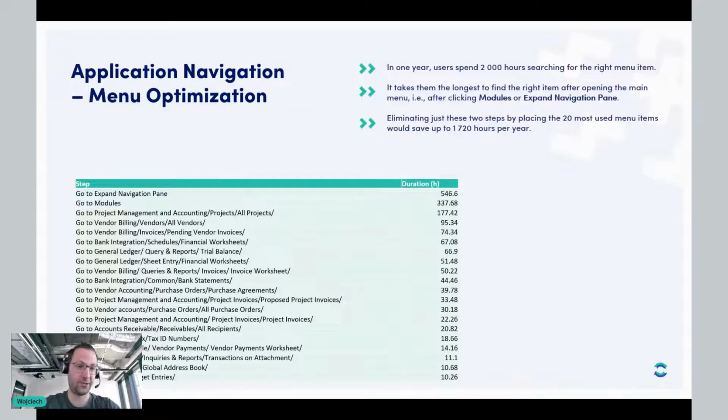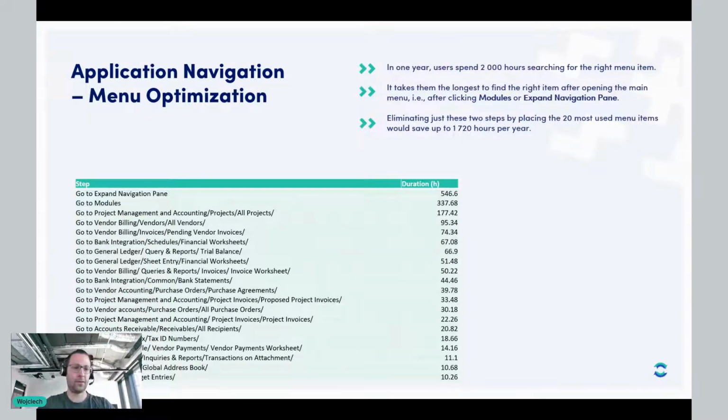And this one is very interesting. We talk about repetitive actions, so we talk about the navigation through the menu, right? So you can see that users spend 2,000 hours just browsing through the menu, right? So imagine that we can reduce even this time. This is actually annual time, right?